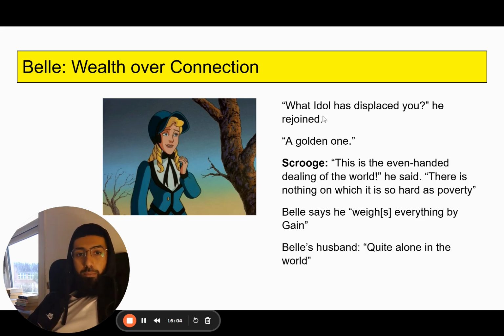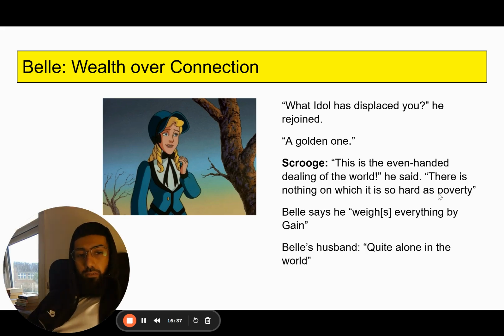Now, the first word that points out, idol. So this idea of worshipping, this idea of a divine attribute or an object of appreciation and worship, which was Belle initially, but now has been replaced by a golden one, the connotations of which are obviously pointing to wealth. And Scrooge replies with, "This is the even-handed dealing of the world. There is nothing on which it is so hard as poverty."